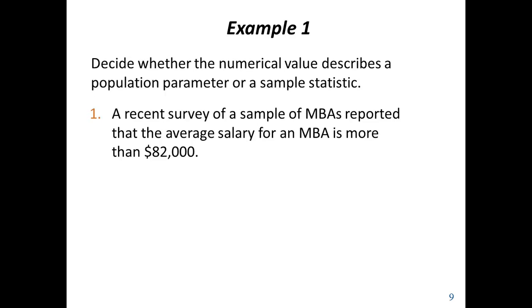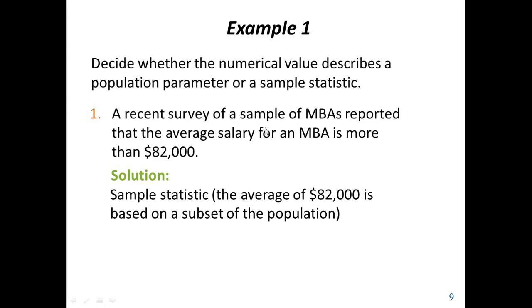Example number 1. A survey of a sample of MBA reported that the average salary is more than 82,000. So in this case, because we have a sample, then we will have a statistic. So we have a sample statistic. The average of 82,000 is based on a subset of the population.